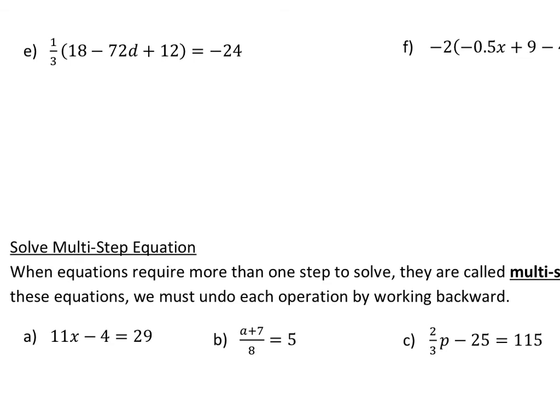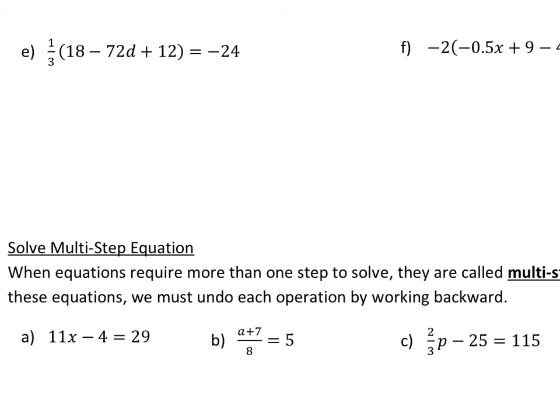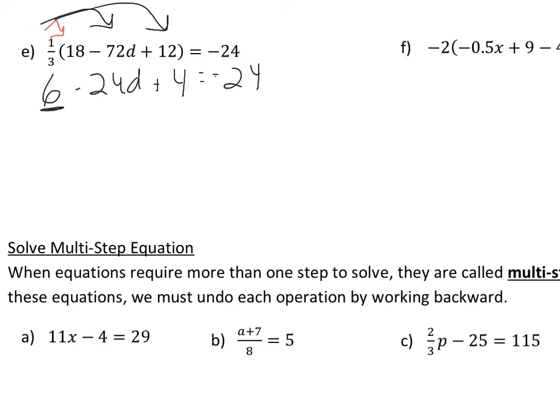Again, if we think about using the distributive property, we can. 1/3 is being multiplied by 18, so that will get us 6. 1/3 is being multiplied by negative 72d, that's going to get us negative 24d. And 1/3 is being multiplied by 12, which is going to get us 4. Okay, so now on the left side I see 3 terms. Notice that these two are like terms. So I'm going to combine those.